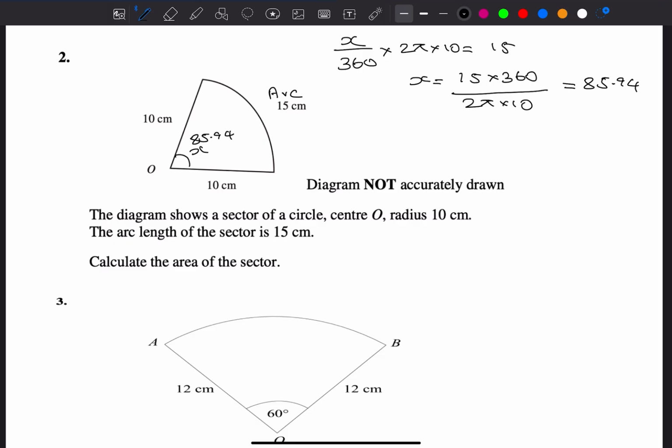Then you want the area, right? So 85.94 divided by 360 times pi times radius squared, radius is 10 squared. Which makes 75 exactly. 75.0, so 75 centimeters squared.